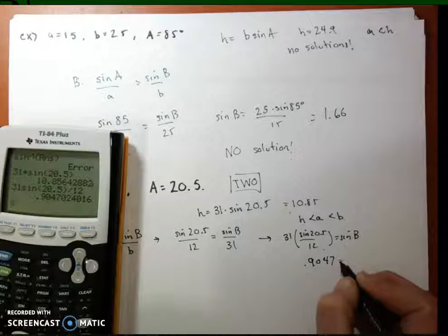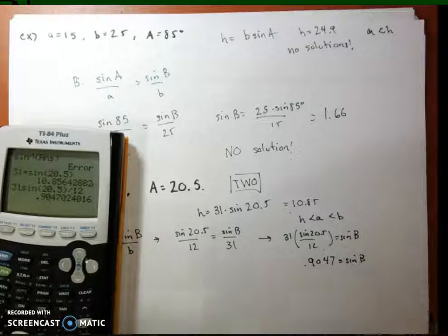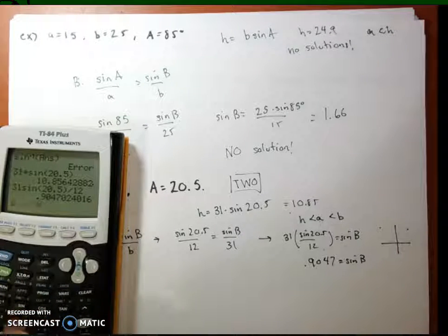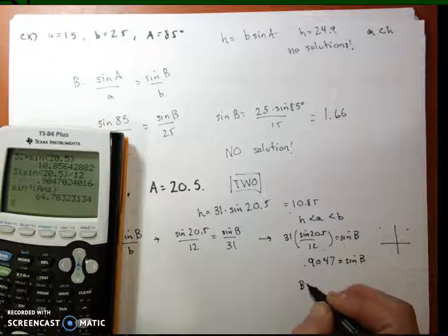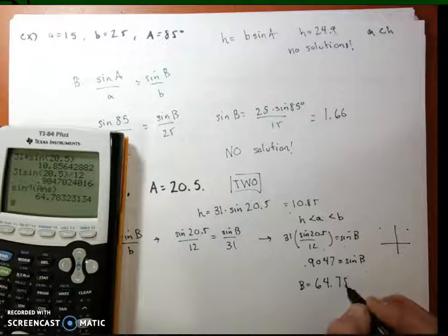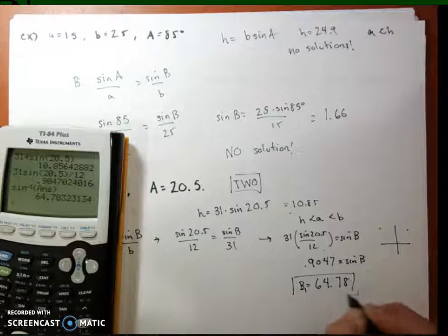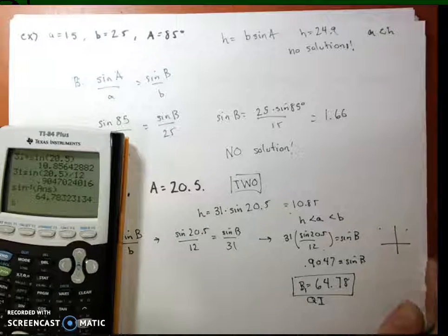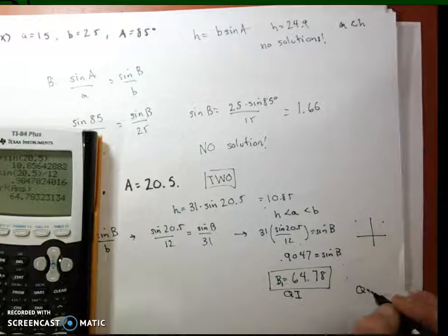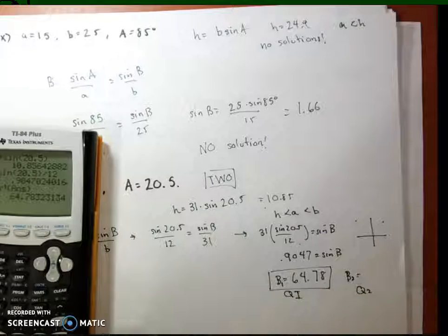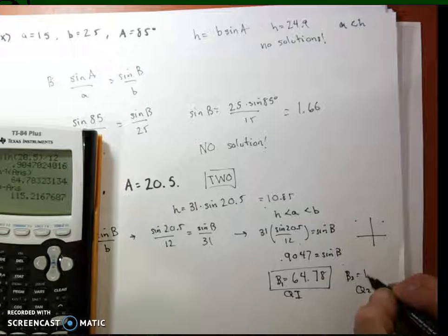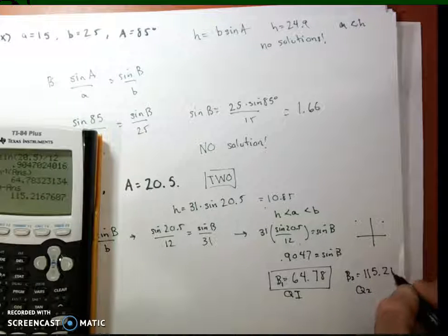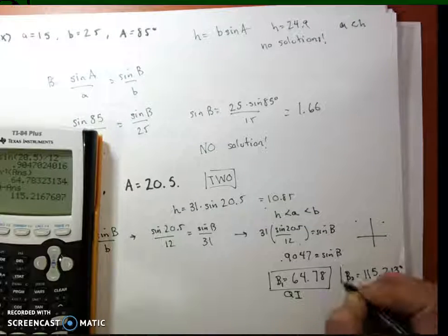So 31 sine 20.5 divided by 12 is 0.9047. So this is a positive value for sine. So I could have a solution in quadrant 1 or quadrant 2. The calculator is going to give me the quadrant 1 solution. It says that B could be 64.78. Let's call that one B1. So this is the quadrant 1 solution. The quadrant 2 solution, I'll call B2, I get by doing 180 minus that. So that's 115.213 degrees.